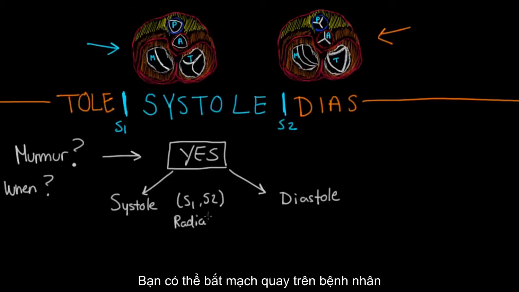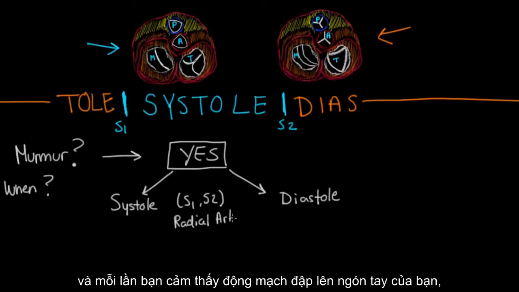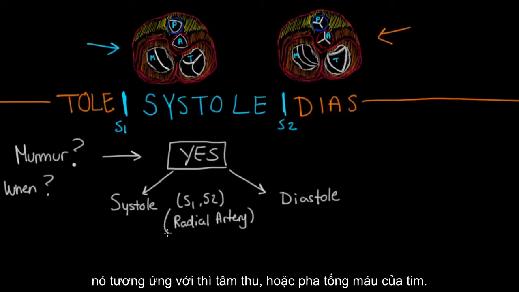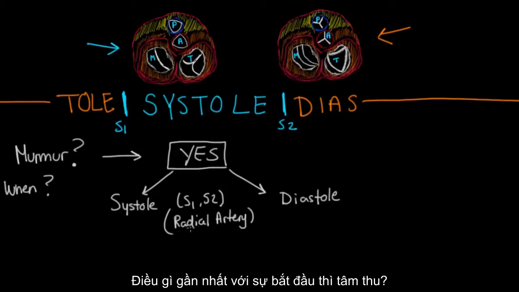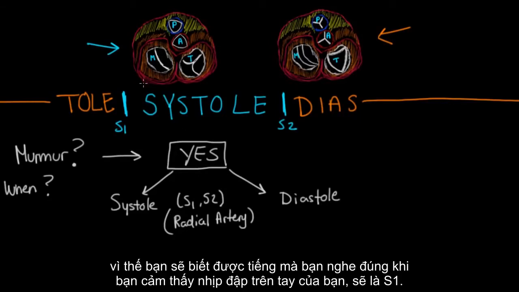And so you can take a radial pulse on the patient, and every time you feel their artery tapping up against your finger, that corresponds to systole, or the ejection phase of the heart. And so what's closest to that beginning of systole? Well, S1 is closest. And so you'll know that the sound that you hear right when you feel the pulse tap your finger should be S1.